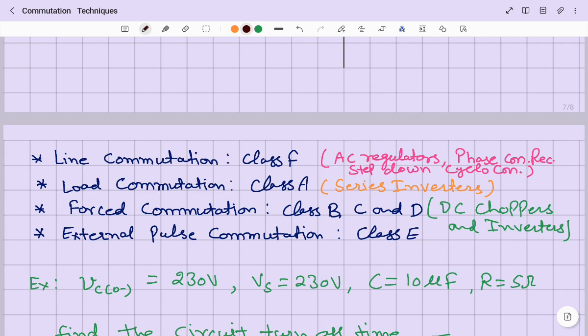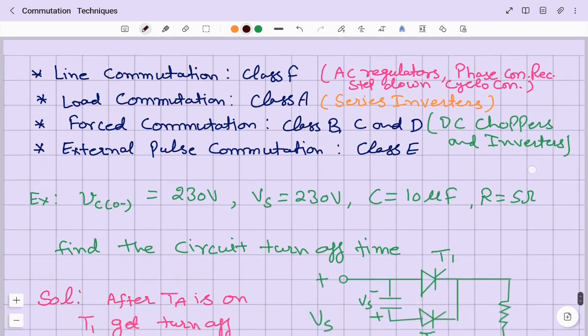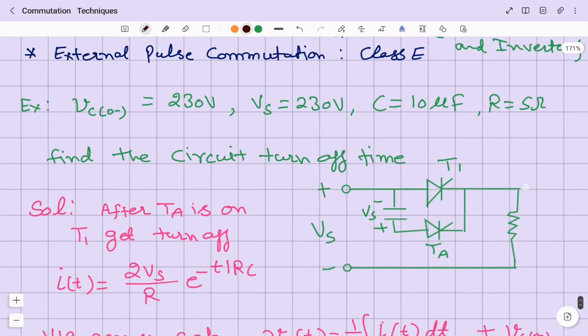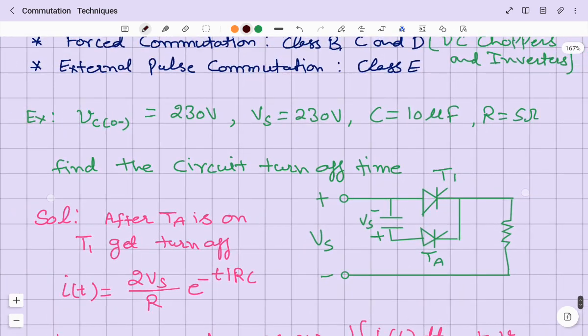The thyristor or the devices never come in reverse bias unless you forcefully commutate, and either shift the current flowing through this to another device, or the current flowing through this becomes less than the holding current, then only the thyristor gets turned off. So classes B, C, D commutation come under the force commutation category, and the last is the external pulse commutation, which is class E commutation.